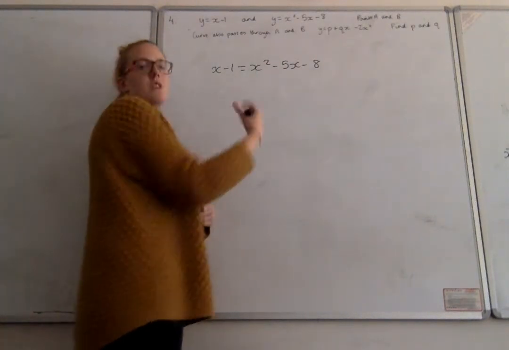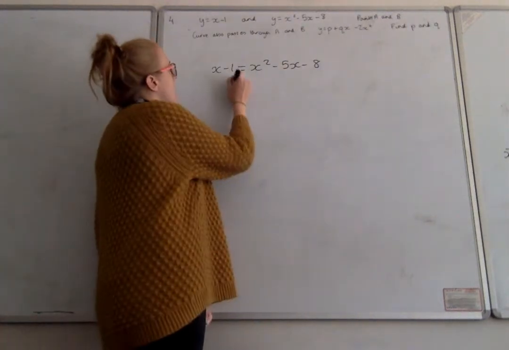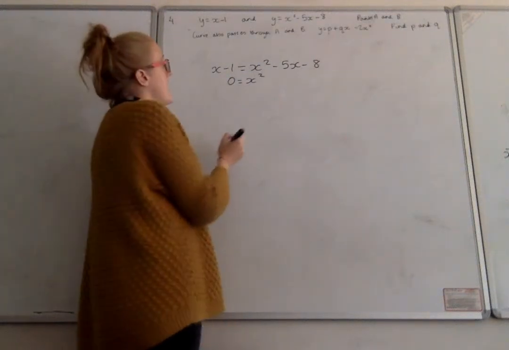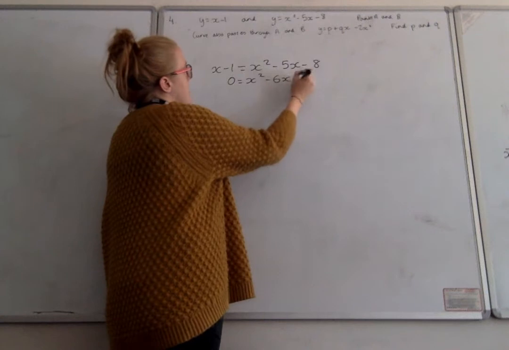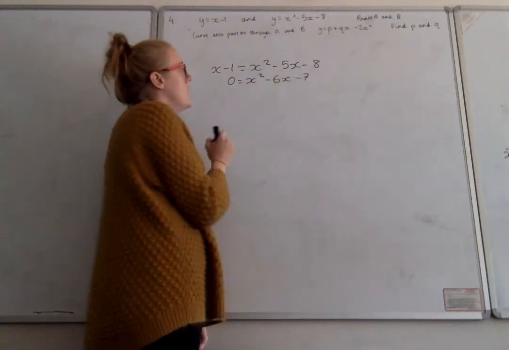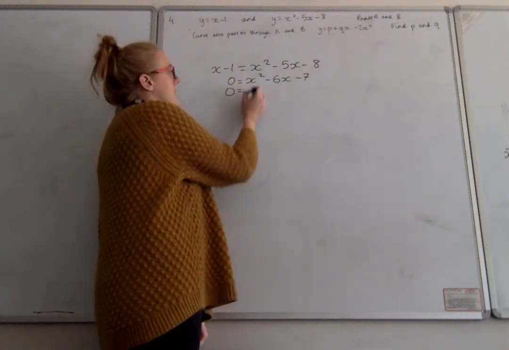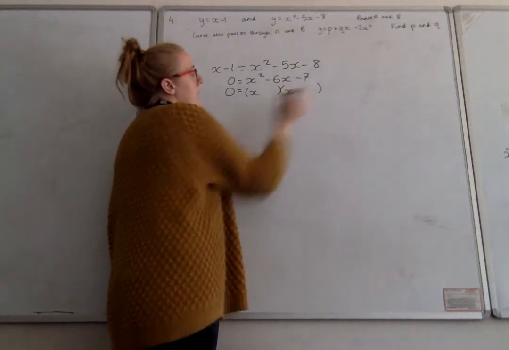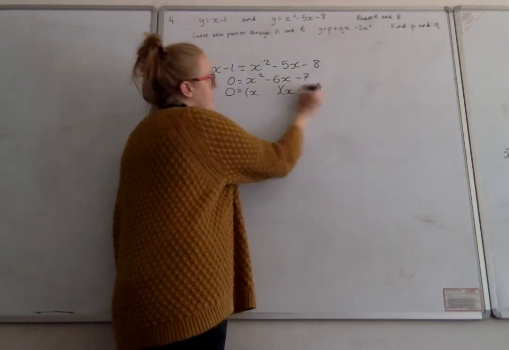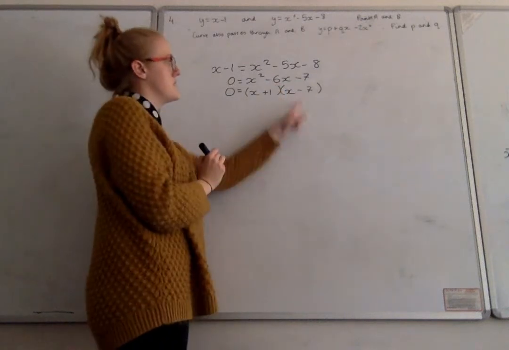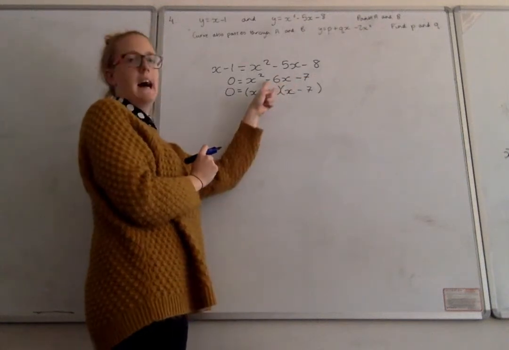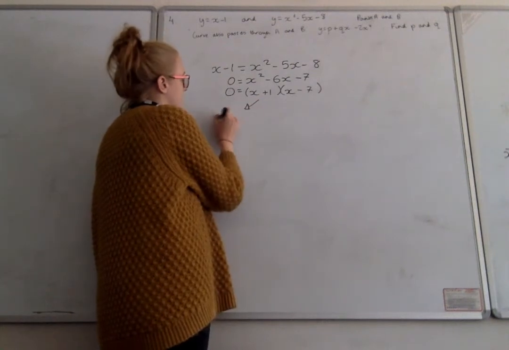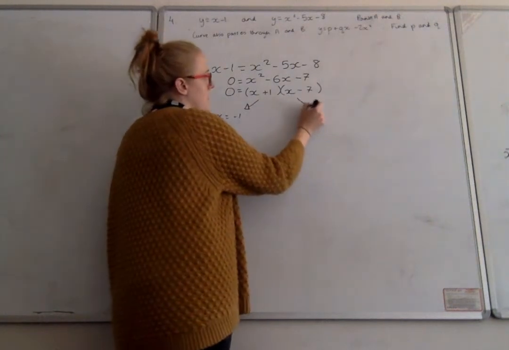So x minus 1 is equal to x squared minus 5x minus 8. Once I've got this, I can try and solve this for x. In order to do that, I'm going to make it equal to 0, because I can't solve a quadratic any other way. Minus 6x minus 7. I can quite clearly see now that this is nice and straightforward. It's going to be a minus 7 and a positive 1 in order to multiply to make minus 7 and add to make minus 6. This means that my values for x are minus 1 or 7.